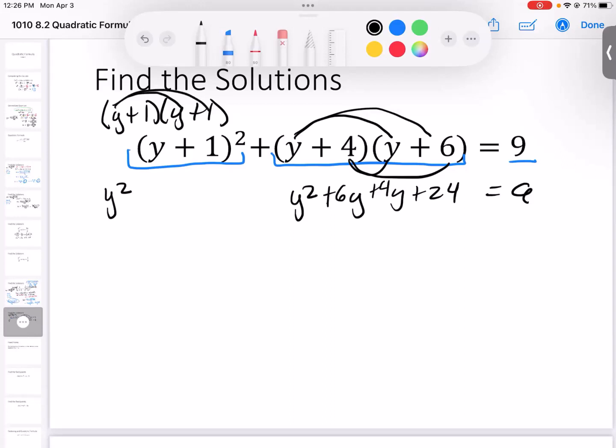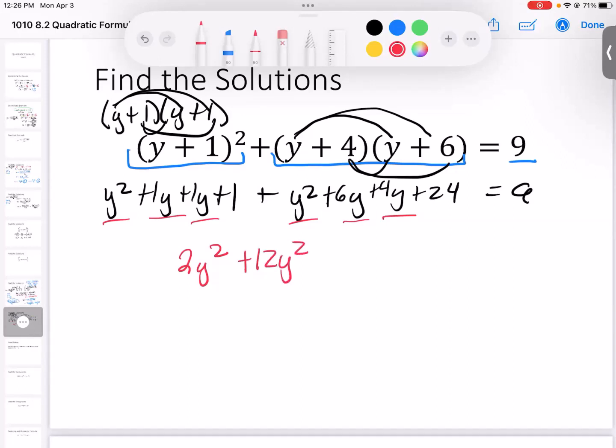So I have y squared plus 1y plus 1y plus 1, and that's being added to the other stuff I FOILed. Then what would I do next? Yep, combine the like terms. So my y squared terms could be combined, and that would give me 2y squared. For my y terms, I have 1 plus 1 plus 6 plus 4, so I think that'd be 12y. And then my 1 plus my 24 is going to give me plus 25, and this equals 9. And then what would I do next? Oh, thank you. Thanks for catching that. Then what would we do next after that?